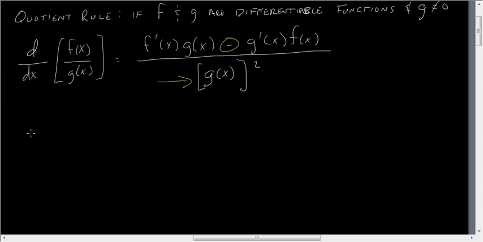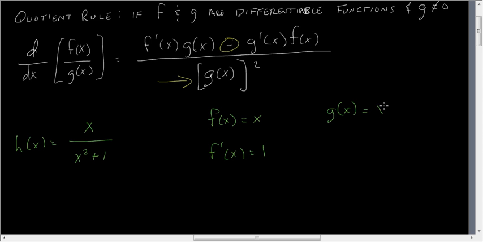So we have this function, h of x, and it's equal to x over x squared plus 1. And now, since this is my second time doing this, I'm going to remember this. First things first, I identify what the two functions are. F is the top, so f of x is x, and its derivative, just like in the product rule, is 1. The bottom is g of x, and that is x squared plus 1, and its derivative is 2x.